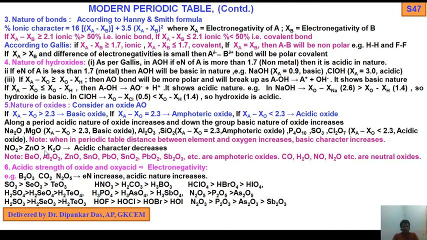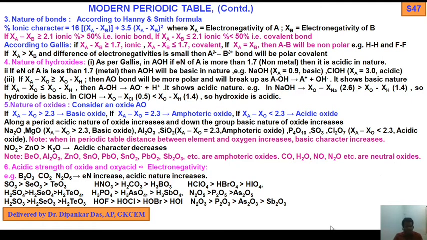So Na2O, MgO: chi O minus chi A greater than 2.3, basic oxides. Similarly, Al2O3, SiO2: about 2.3, amphoteric. Similarly, P4O10, SO3, Cl2O7: less than 2.3, acidic oxides. Note, when the distance in the periodic table between the element and oxygen increases, basic character increases. For example, NO2 greater than ZnO greater than K2O in acidic character; acidic character decreases. Note, BeO, Al2O3, ZnO, SnO, PbO, SnO2, PbO2, Sb2O3, etc. are amphoteric oxides, and CO, H2O, NO, N2O are neutral oxides.